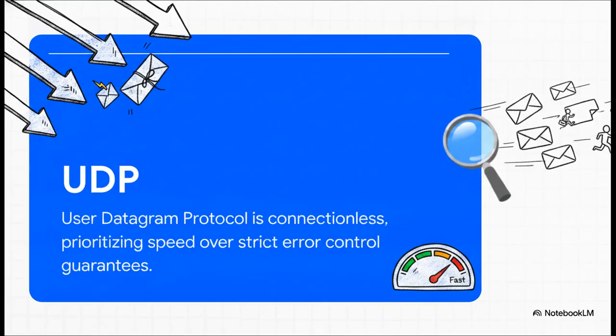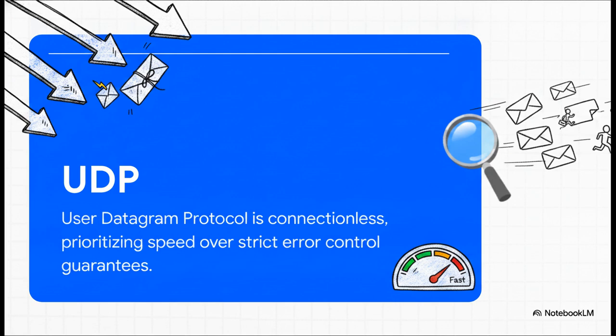Enter contender number 2, UDP, or User Datagram Protocol. This protocol completely throws the TCP rulebook out the window. UDP is connectionless. It operates without any of those strict error controls or sequencing guarantees we just talked about. No tracking numbers, no handshakes, no waiting around. Because of this, its header size is tiny compared to TCP.